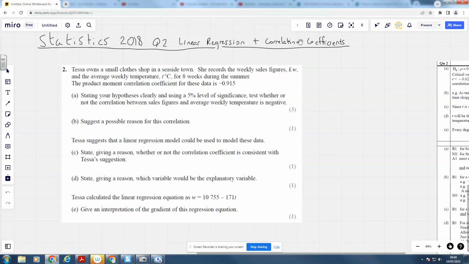If the points lie close to a straight line, i.e. r is close to 1 or minus 1, then coming up with a linear regression model is a good idea. You can trust the model more. Okay, let's get on with it.